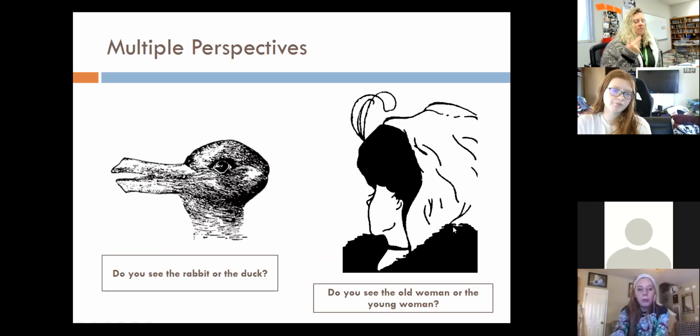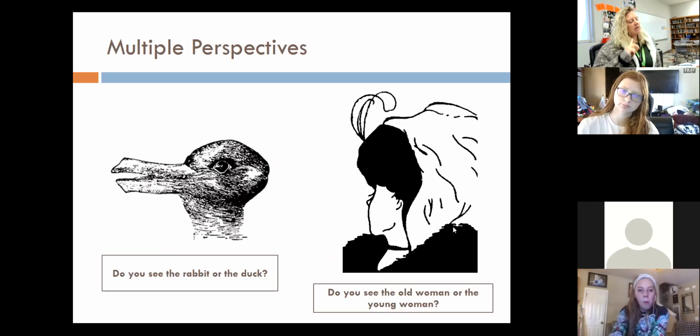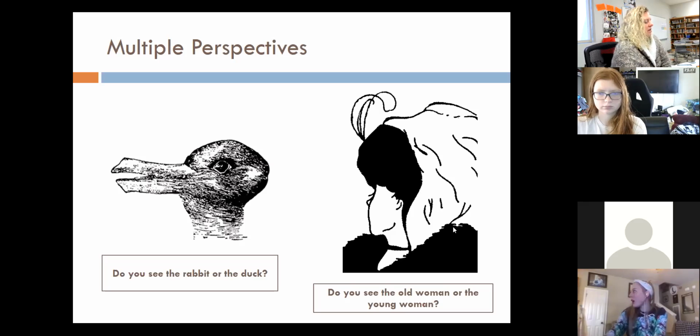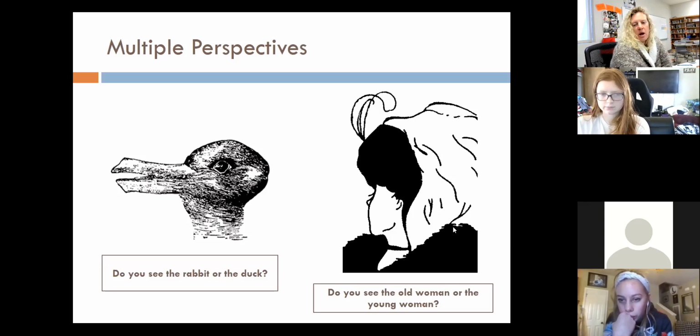So, if you all will unmute yourselves for a second, I want you to tell me what you can see. Can you see the different perspectives here? Look at these pictures. Who can see the rabbit or the duck? Anyone see the rabbit or the duck? I do. You do? Do you see both of them, Myrna? Yeah. Okay.